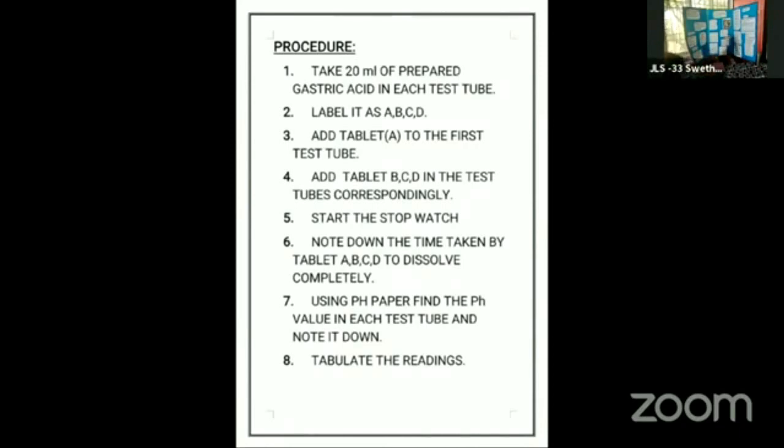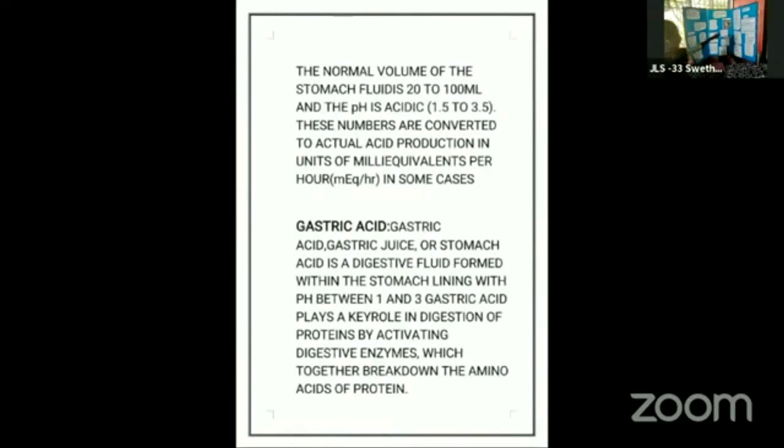Using pH value paper in each test tube, I note down the pH value of the solution. Now I tabulated the readings.